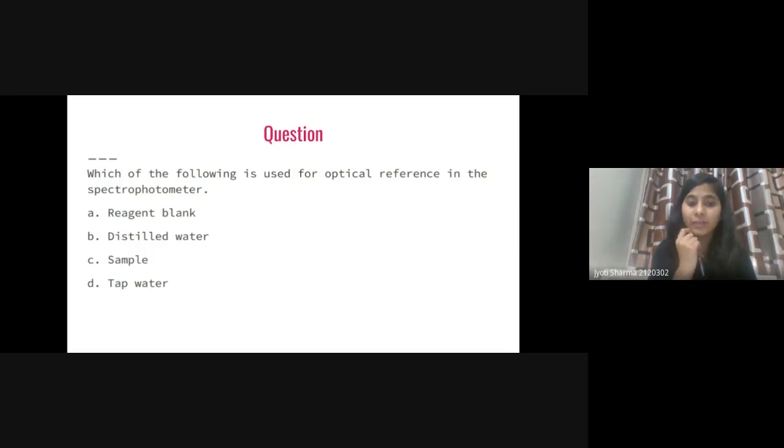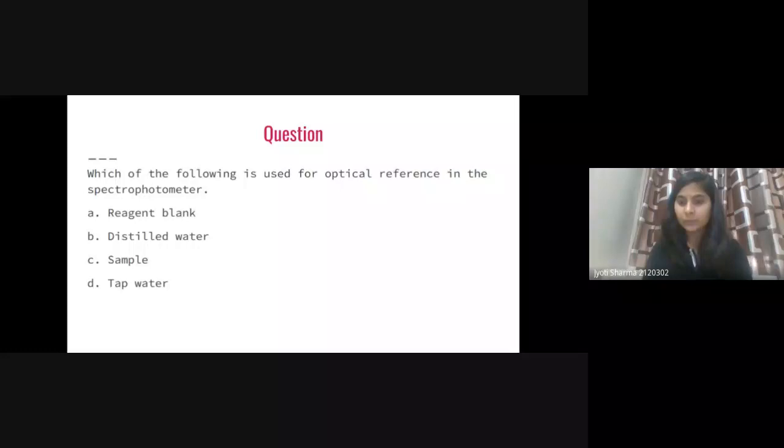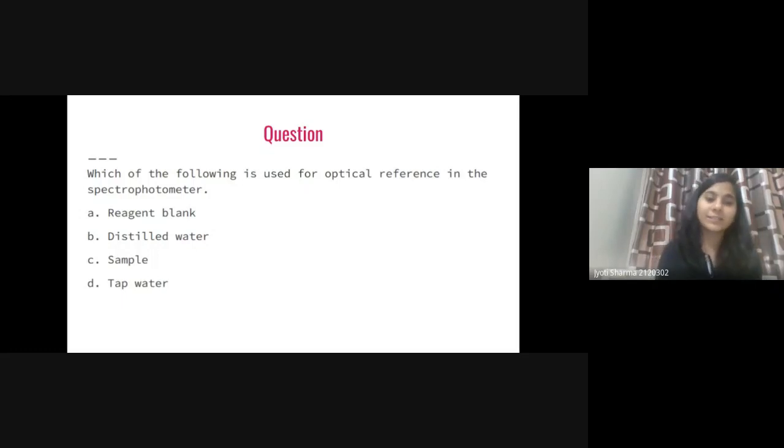Okay, which of the following is used for optical reference in the spectrophotometer? Reagent blank, distilled water, sample, or tap water. Rashmi B, Alka B, Abdul B, Korea B, AS B. Okay, yes. So the answer should be B only. So we do use distilled water for optical reference in the spectrophotometer.